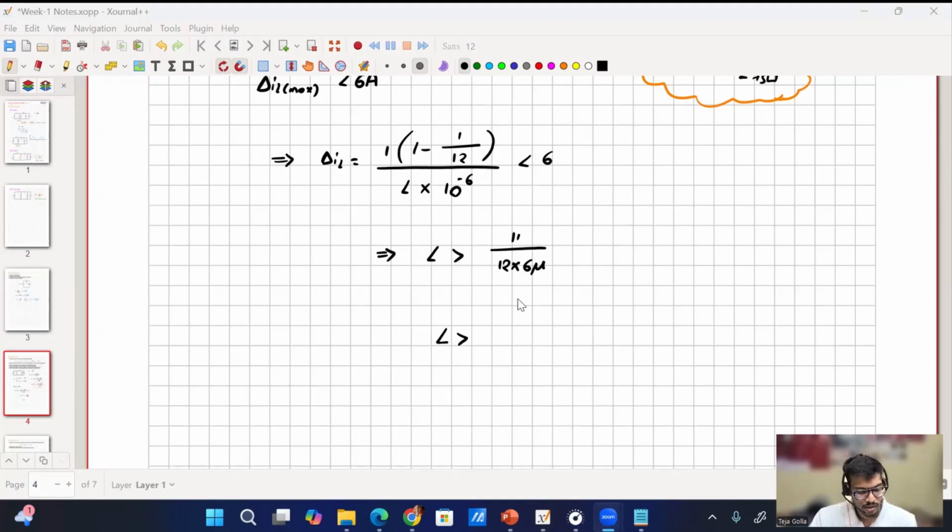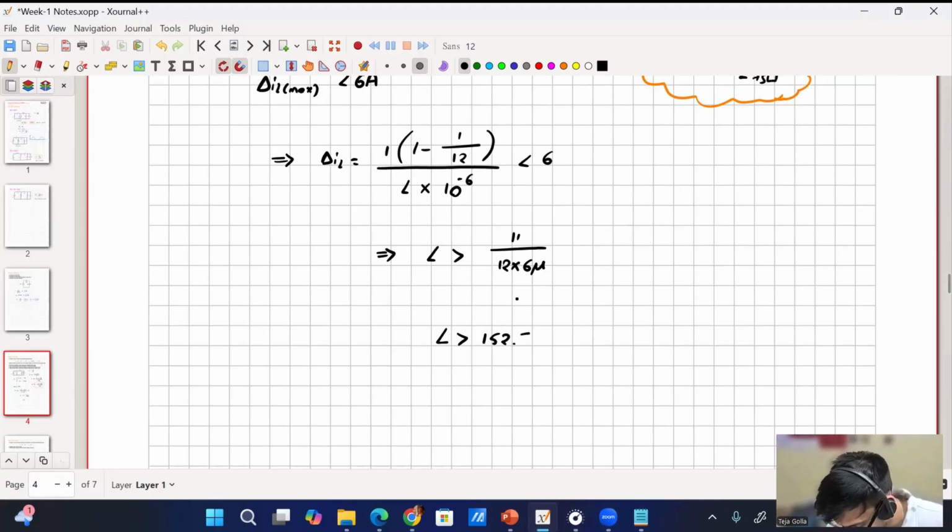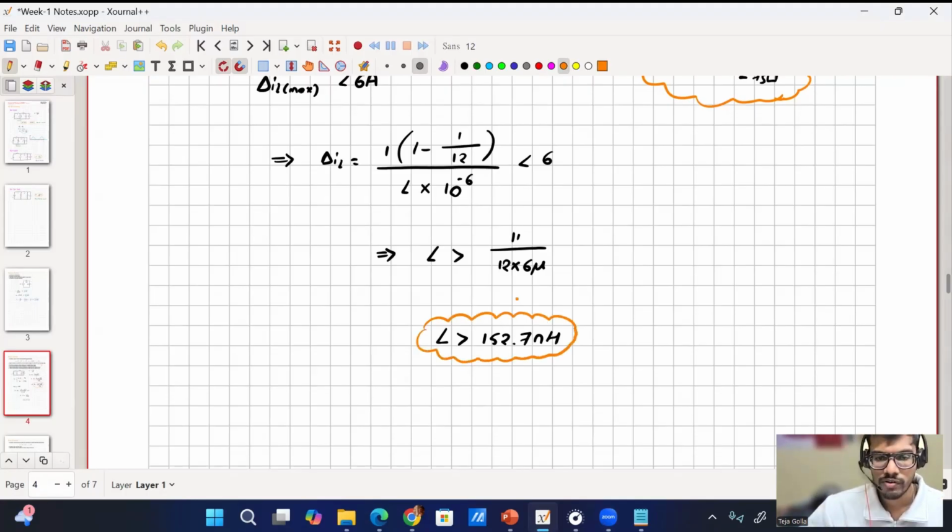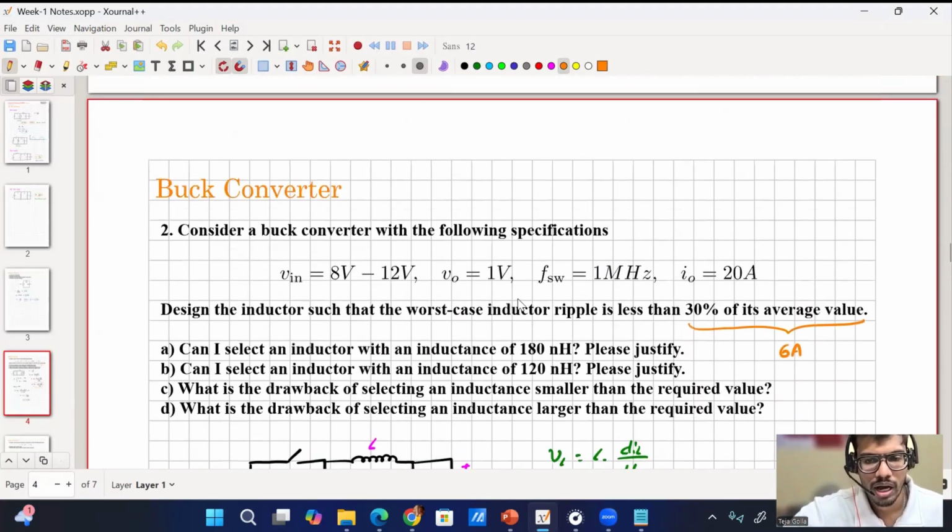0.152 into 10 power 6. Yes, right, very good. So 0.152 microhenry, if I convert to nanohenry, it will be 152.7 nanohenry. So the minimum inductance required to keep the maximum inductor current ripple below 30% is 152 nanohenry. Okay, now let us go back to the other question.